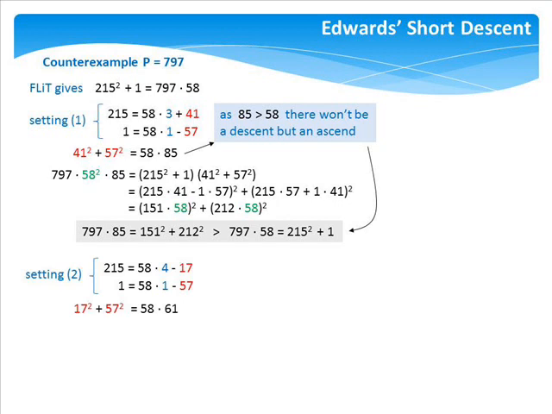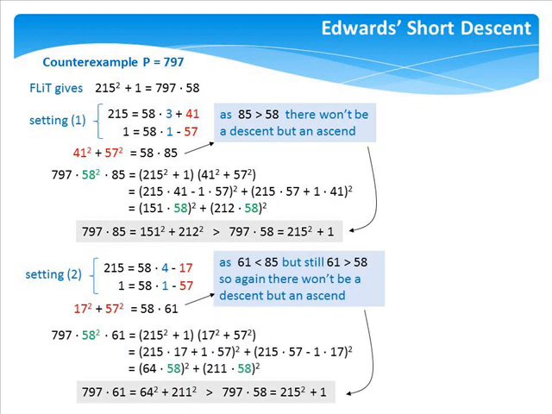This time 215 equals 58 times 4 minus 17. There we have 17 squared plus 57 squared equals 58 times 61. Here again, 61 is bigger than 58, so we don't have a descent either.